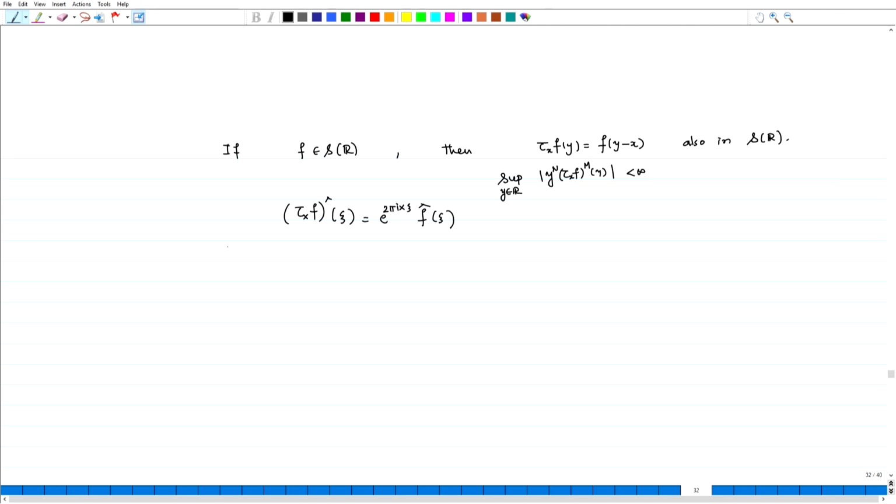Okay. And similarly, if f is in Schwartz space, then you define the dilation f delta of x is equal to delta times f of delta x, for delta greater than 0. This also belongs to the Schwartz space, and that is also very straightforward to see. If you make a change of variable, then what you are going to get is a constant.